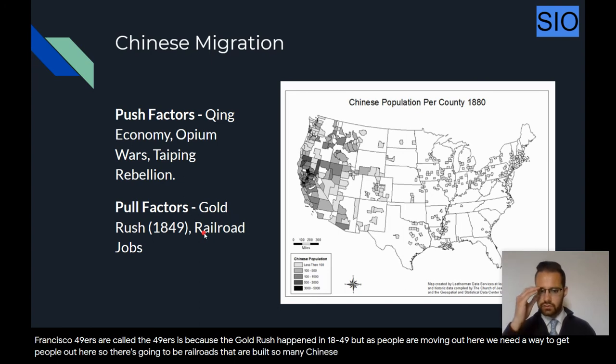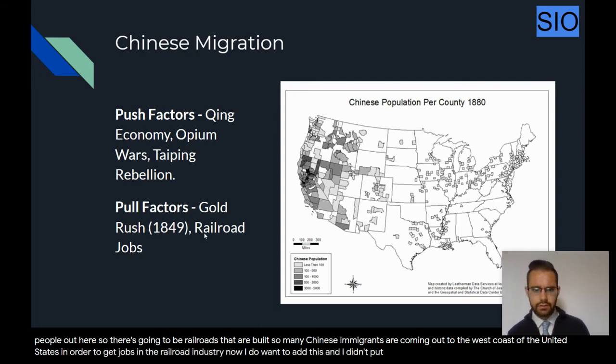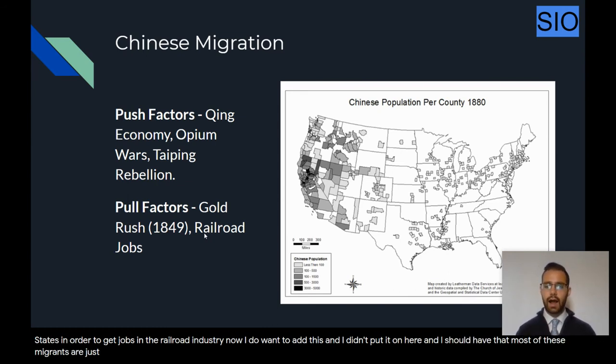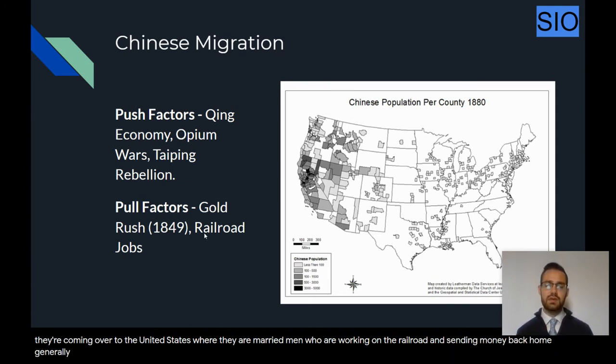So many Chinese immigrants are coming out to the west coast of the United States in order to get jobs in the railroad industry. Now, I do want to add this, and I didn't put it on here, and I should have, that most of these migrants are just men. They're either single men who don't have a family holding them back in China, so they're coming over to the United States, or they are married men who are working on the railroad and sending money back home. Generally speaking, women and children are going to stay in China, and we'll talk about why that's important in a few slides.